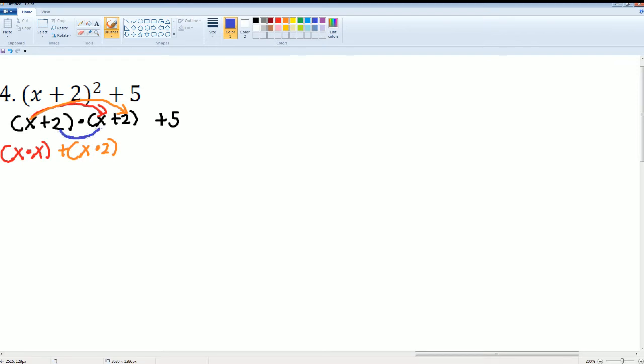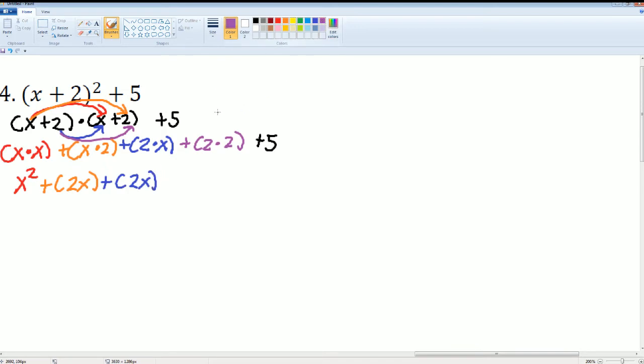Inner. 2 times x. And last, 2 times 2. Okay, bring down the 5 as always. Let's simplify. X times x is x squared. X times 2, it is just 2x. 2 times x is 2x. 2 times 2, it's 4.